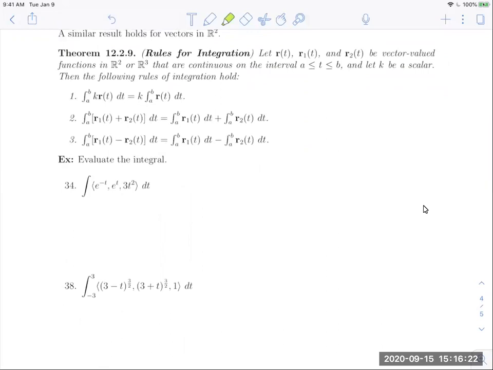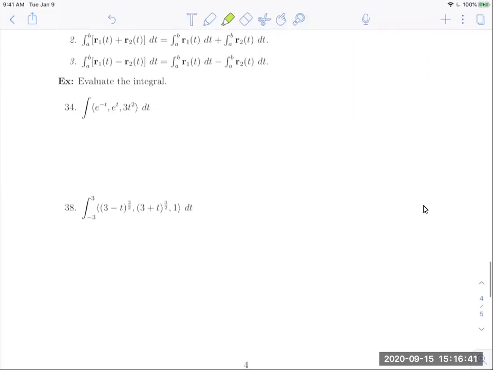Finally, vector valued functions behave nicely under integration. Number 1 of Theorem 9 just says that constants can be factored out in front. And then numbers 2 and 3 say that the integration can distribute across sums and differences. So nothing surprising here. These vector valued functions behave as you think they would behave. So we'll end here with a couple of examples of integration.